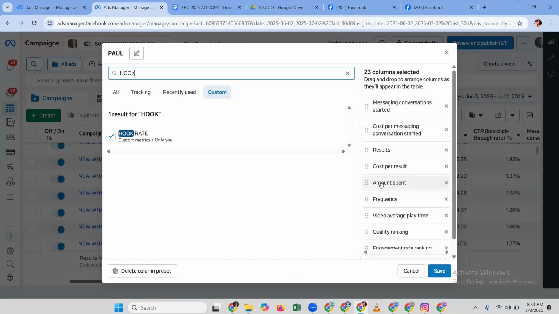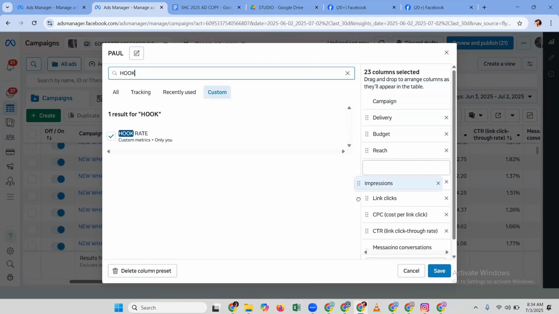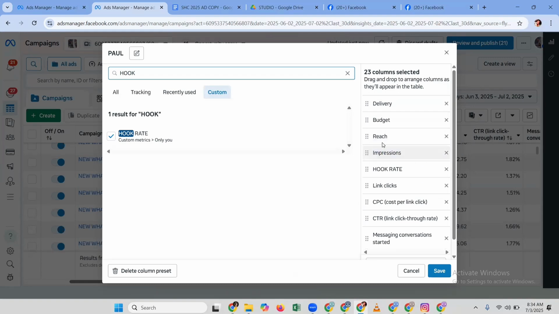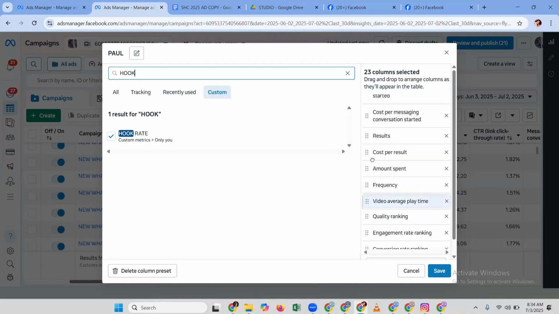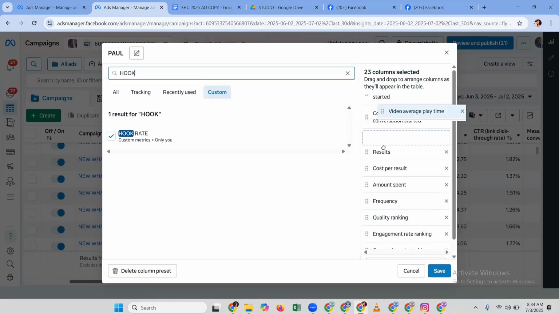Now, what you do here is you can actually use this to move things around. Like I said, I like to put all my primary metrics in one place. So you can see hook rate. After hook rate, the next one following it is link click. Next one following it is cost per link click, click-through rate, messaging conversation, so that when I look at it, I'll just look at all the primary metrics at once. Like I said, you can always move things around.